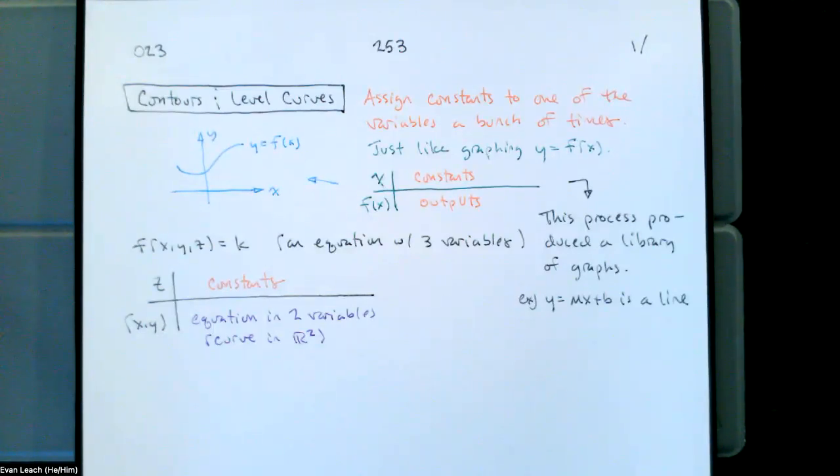Just play the percentages. But all we're trying to do is build a library of things that we can see based on the equation. I didn't draw a line. I just wrote y equals mx plus b. But in our minds, we've made that connection. It's a line.